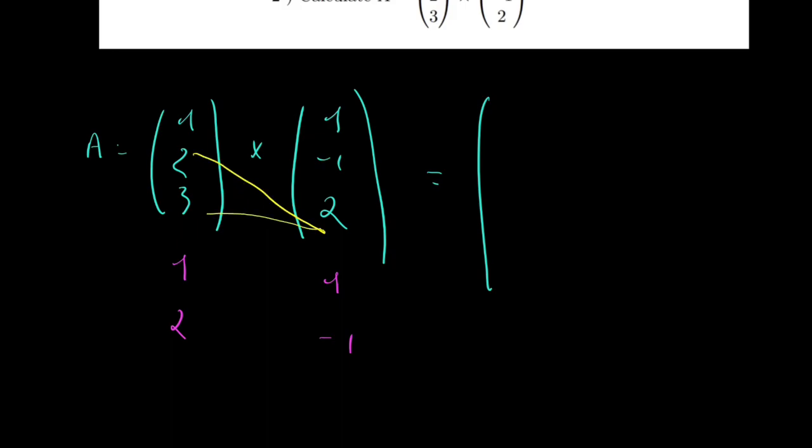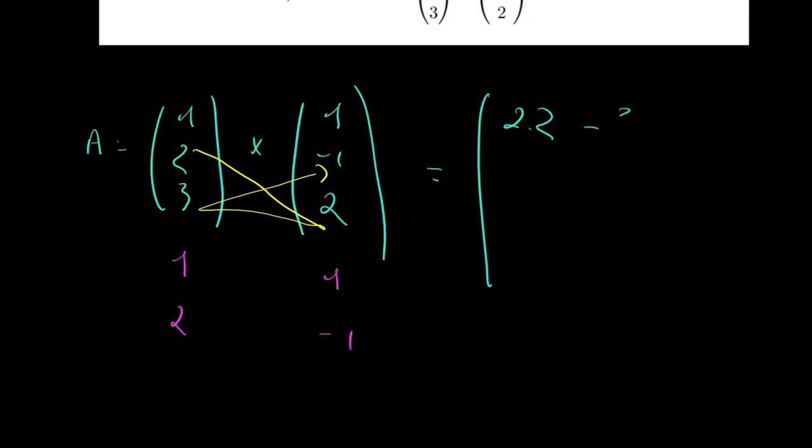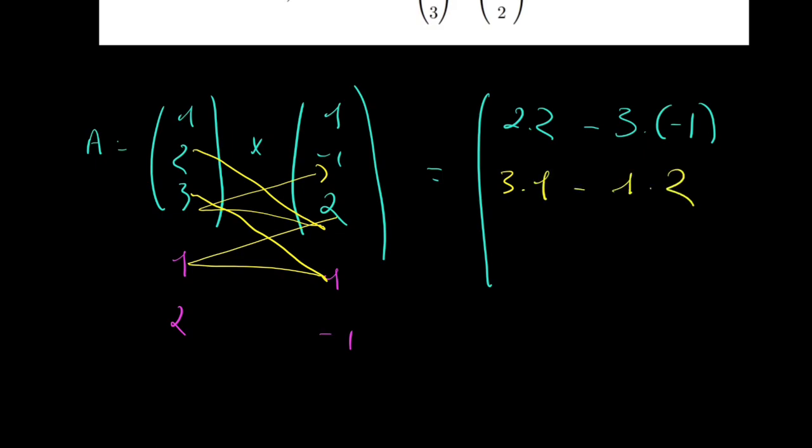And now my cross vector is equal to, as I said earlier, 2 times 2 minus 3 times minus 1. Second one, I've got 3 times 1 minus 1 times 2. And lastly, I've got 1 times minus 1 minus 2 times 1.